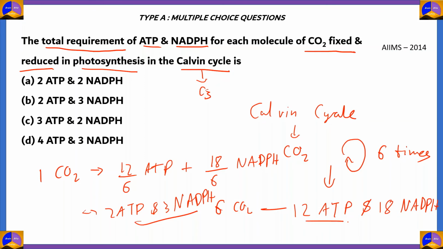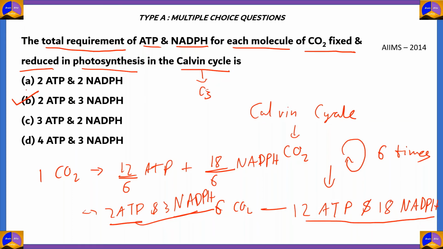We know the total amount of ATP and NADPH consumed. We know the total amount of CO2 consumed in one cycle. So one CO2 is fixed, 6 is reduced, and it undergoes this cycle 6 times in order to get a glucose molecule. So therefore, we used this method called the unitary method, where we divided both 12 ATP and 18 NADPH by 6 in order to get that 2 ATP and 3 NADPH are actually the requirements for each molecule of CO2 fixed and reduced. So that is given in option B, so it is the right option.